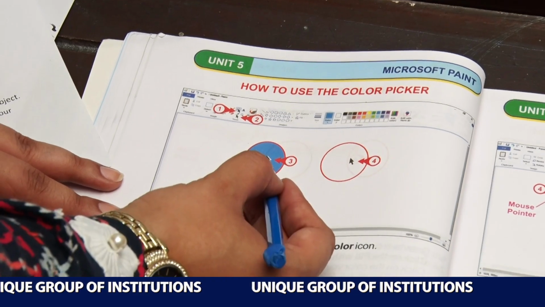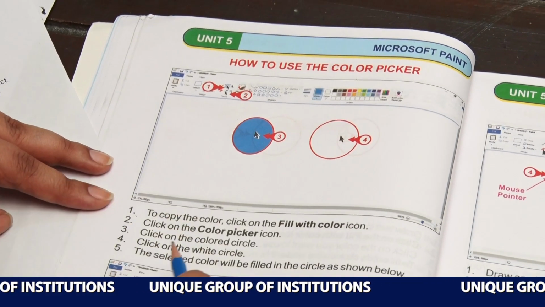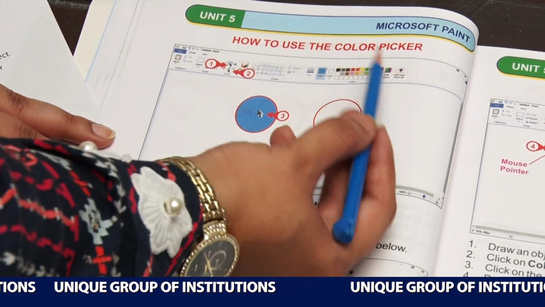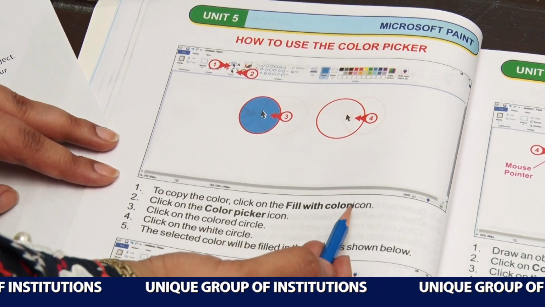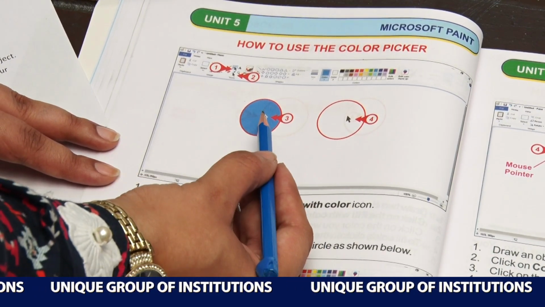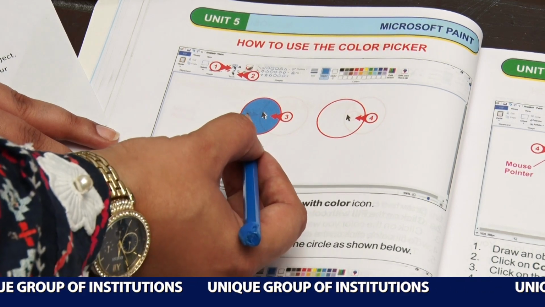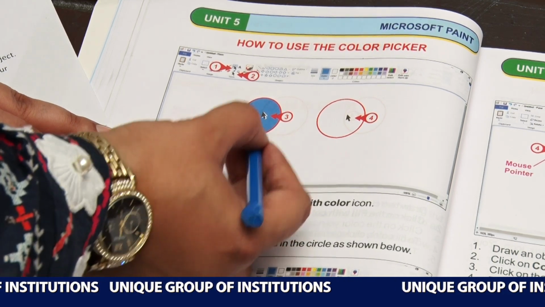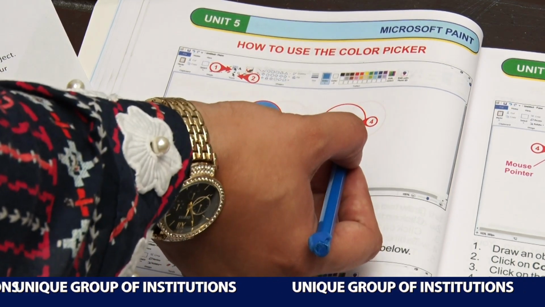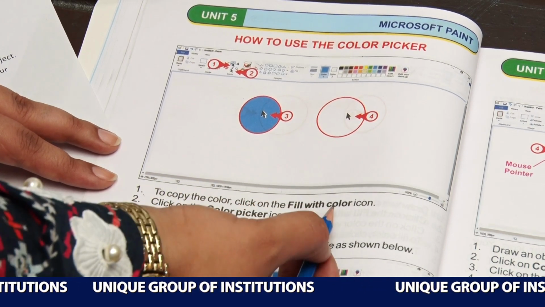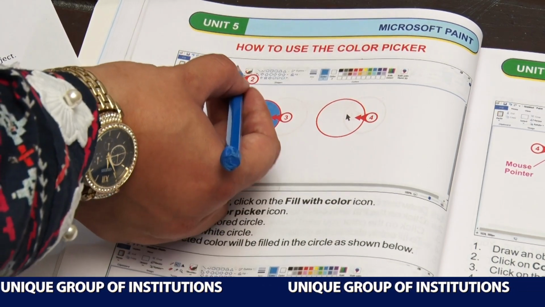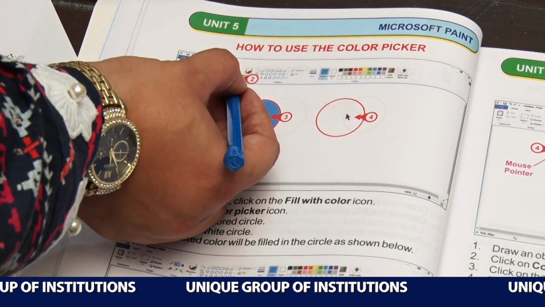Now we have filled a color in a circle. Now we will see how we can use the color picker. To copy the color, click on the fill with color icon. Color picker means you can use the same color in one shape, you can use the same color in the second shape as well. So for this, you have to click on fill with color icon first, that is that paint bucket you have seen earlier.